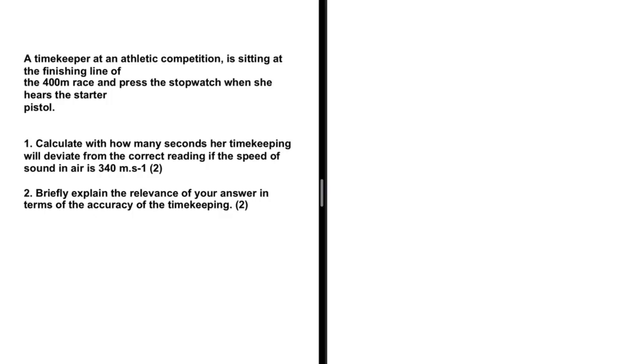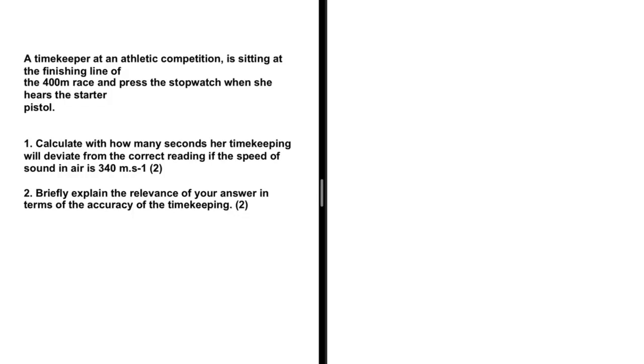A timekeeper at an athletic competition is sitting at the finishing line of the 400-meter race and presses the stopwatch when she hears the starter pistol. Calculate how many seconds her timekeeping will deviate from the correct reading if the speed of sound in air is 340 meters per second. So let's make sense of our situation.